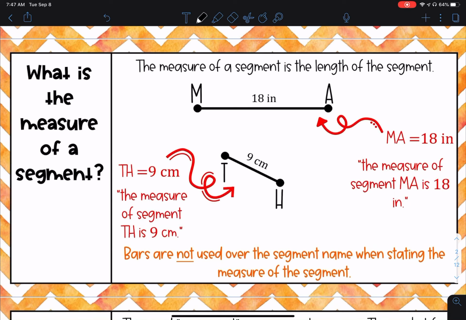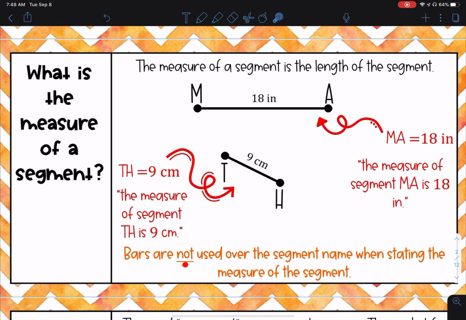What is the measure of a segment? The measure of a segment is the length of a segment. Okay, so if you look down here at this picture, we have segment MA. MA tells us it is 18 inches. So they wrote MA is equal to 18. The measure of this segment, MA, is 18 inches. So this should be pretty self-explanatory. Same thing down here, we have T to H, and it is 9 centimeters. So the measure of segment TH is 9 centimeters.